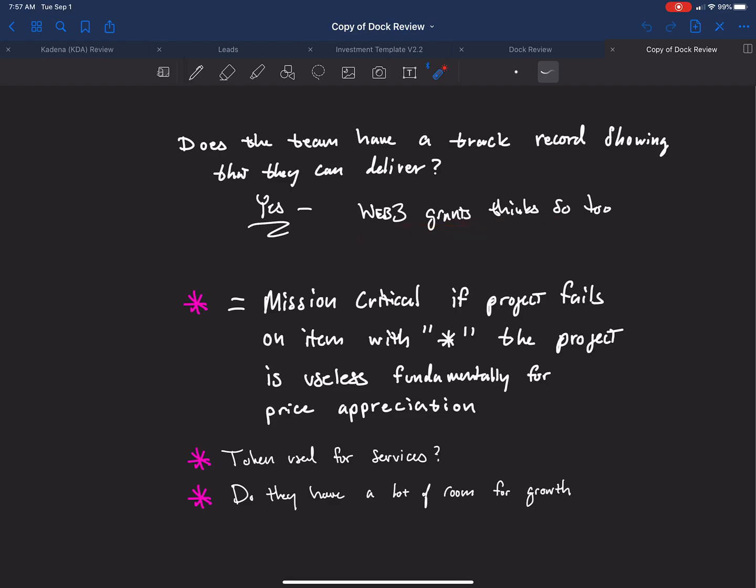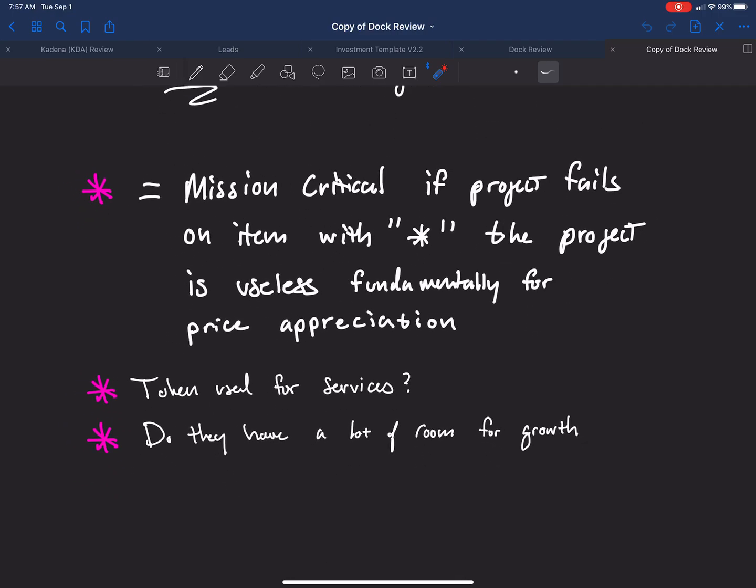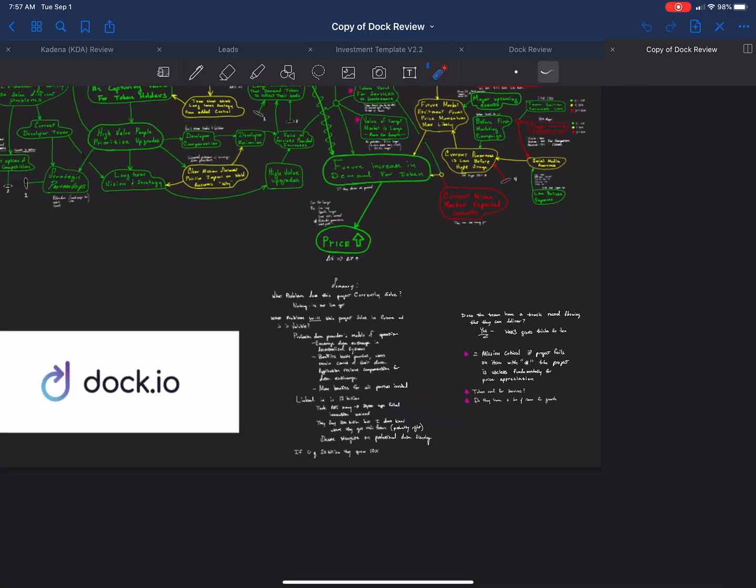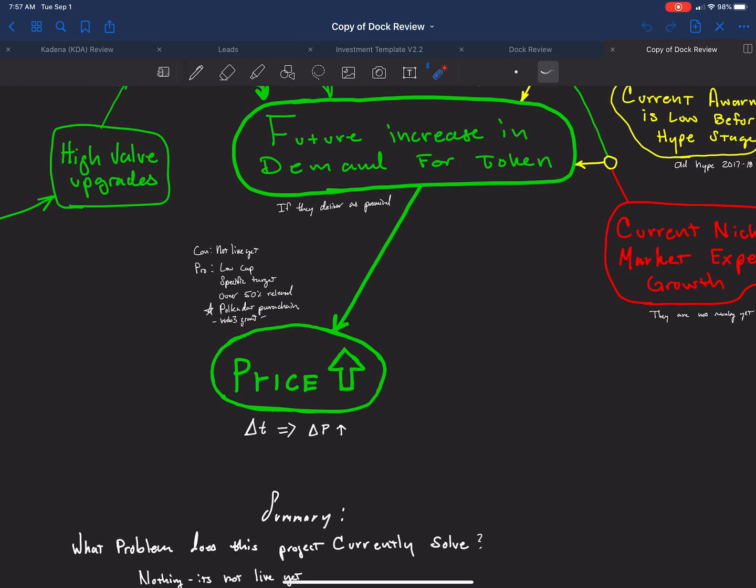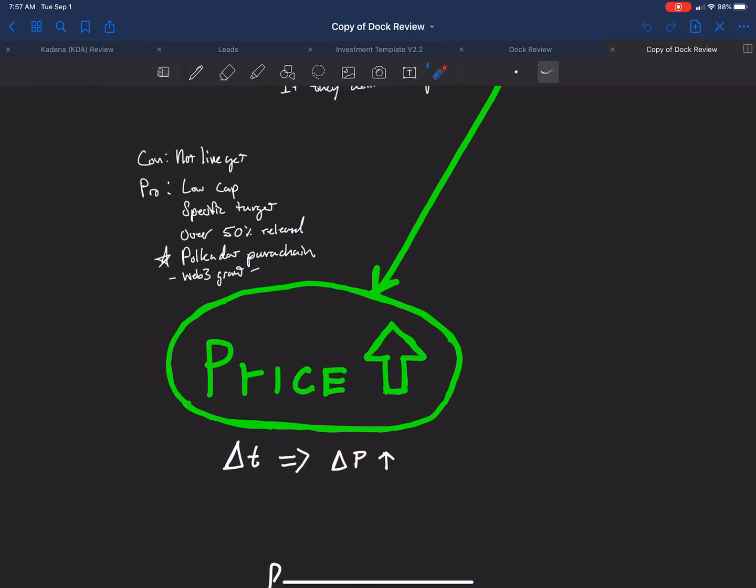And does the team have a track record showing they deliver? Yes, they do. We'll get to the team later. But yes, as far as I'm concerned, Web3 grants is as much of a vet as you would need. But I did, of course, investigate the team. So does the token have good token economics? Yes, it does. And do they have a lot of room for growth in their target market? Yes, they do. Ultimately, I arrived at the conclusion that I did invest in this.